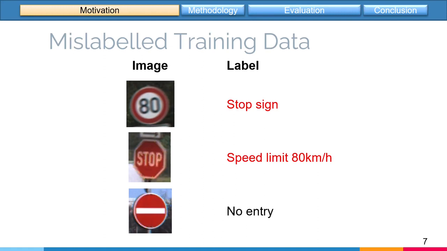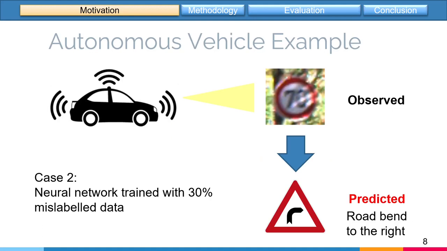Let's look at an example of one type of training data fault. Here, the training data is mislabeled, where incorrect labels are assigned to images. When the same neural network is trained on the GTSRB dataset that is injected with 30% randomly mislabeled data, the road sign image is misclassified as an alert sign for a road bend to the right. This could lead the autonomous vehicle to dangerously veer to the right, causing injury. So, what can we do about this?